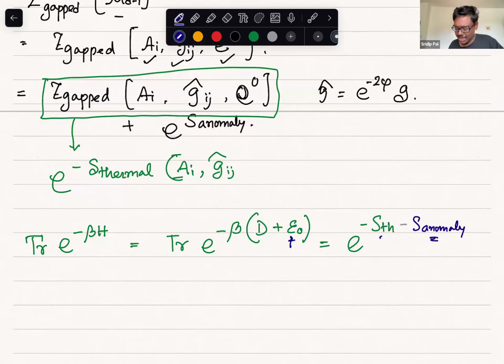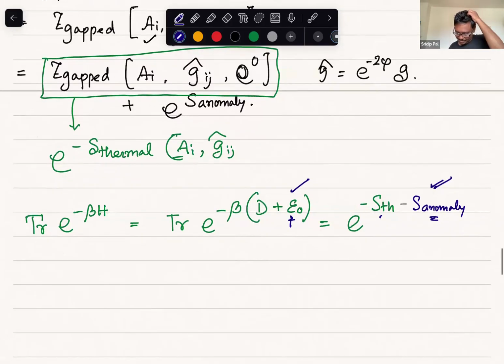But again, the point is if you write down the expansion, then you have to choose an appropriate scheme, and you have to figure out the S anomaly in that scheme and epsilon 0 in that scheme. But this equation is scheme independent. That's the main point. Is that clear? Yes. Okay, good.